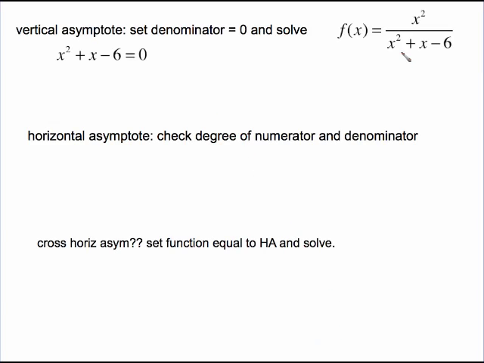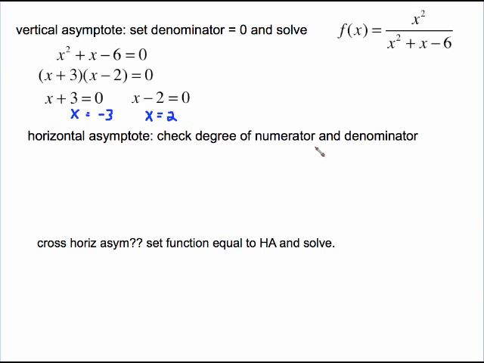Vertical asymptote, we know to take the denominator, set it equal to 0. This has got to be factored. Factors as x plus 3 times x minus 2. Since this product equals 0, you can set each of those equal to 0 and solve, and we end up with x equals negative 3 and x equals 2 as my vertical asymptotes.